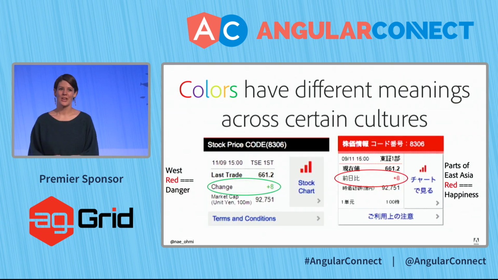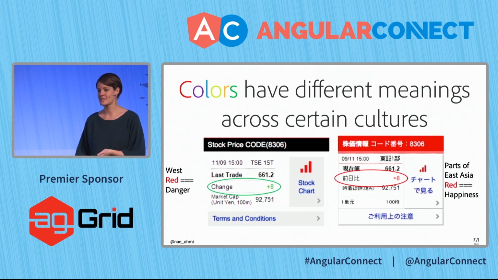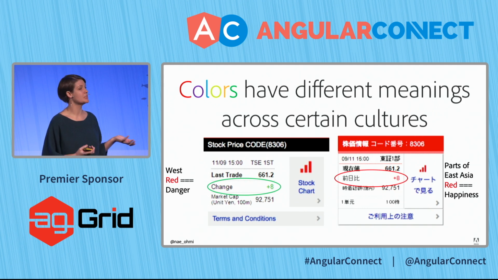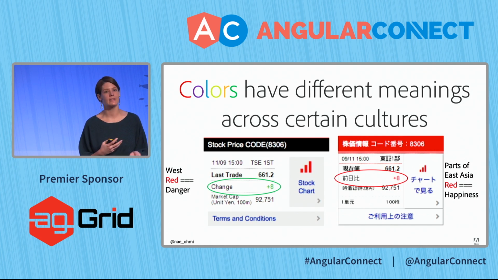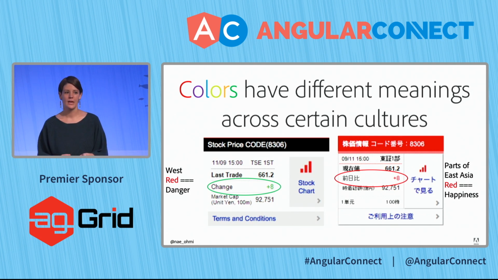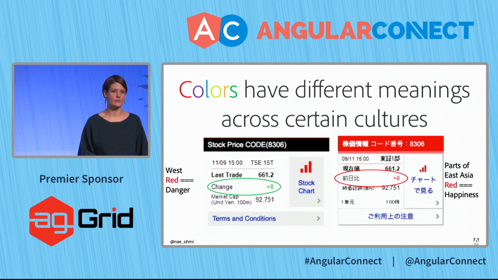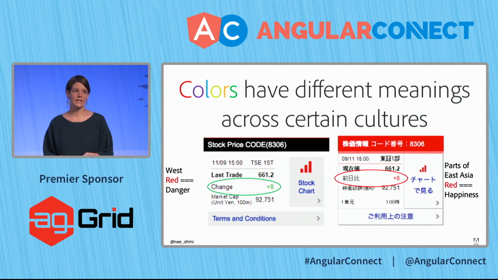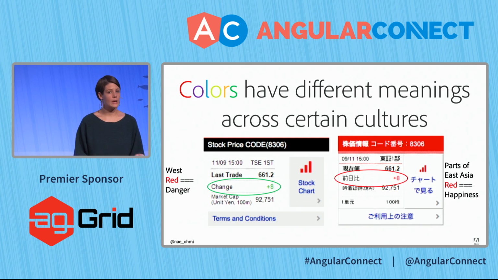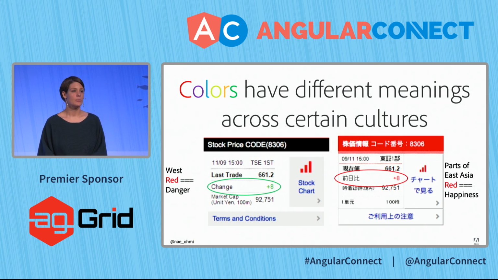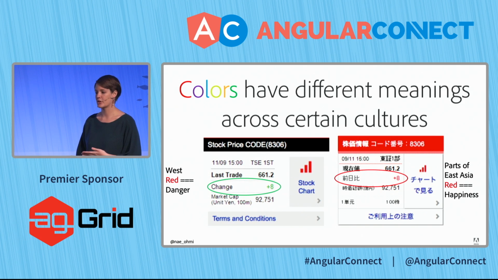Also, colors. Colors can have different meanings across certain cultures. Here we have an example of an Adobe stock price app, where in the English locale version, change is highlighted as +8 in green. But in the Japanese localized version of the app, change is highlighted as +8 in red. That's because in Western cultures, red is often associated with danger, warning, error messages. But in parts of East Asia, red is a color that's associated with happiness and joy.